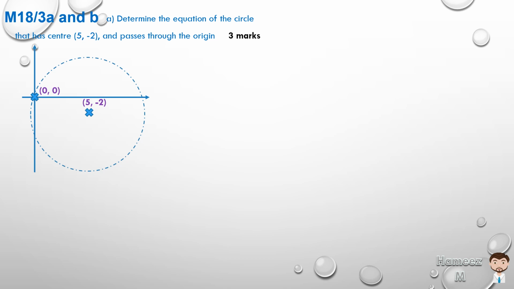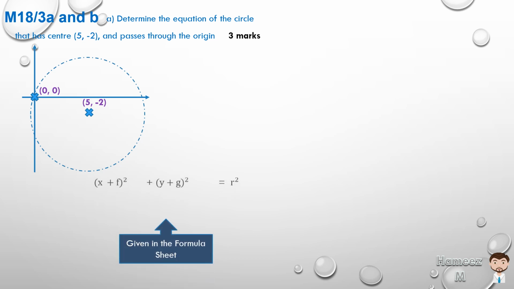So if we want to find the equation of the circle, remember the general formula given in the formula sheet is x plus f squared plus y plus g squared is equal to r squared. So we need to find the radius squared. So if we bring up a right angle triangle, we have that in blue, to move from the circumference to the center. So if we're moving from the origin, we want to go 2 units downward, so the change in y is minus 2. And we want to move 5 units to the right, so the change in x is 5.